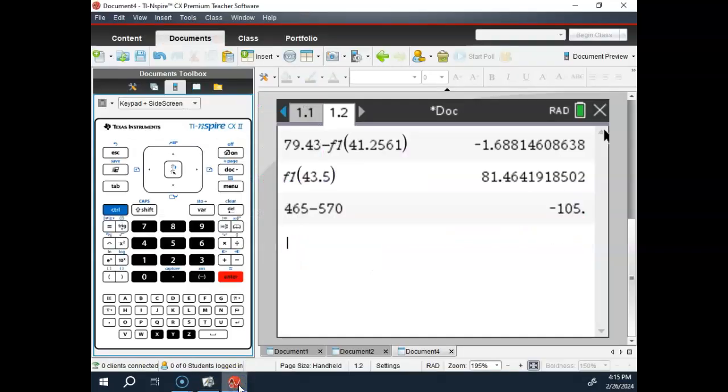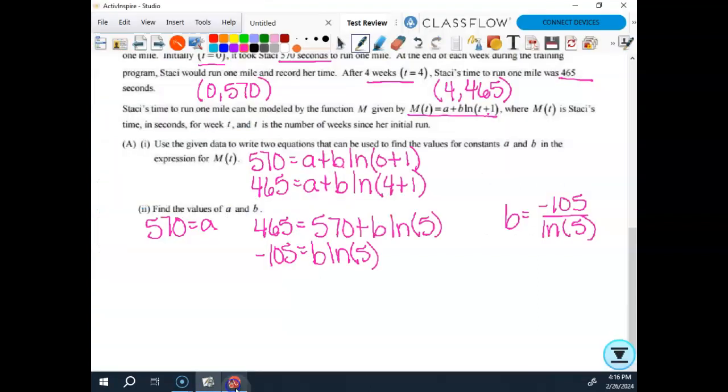Okay, come back over here. Negative 105 divided by the natural log of 5. Negative 65.240. B equals negative 65 point, I already forgot, 240. Alrighty. Good job, Stacy.